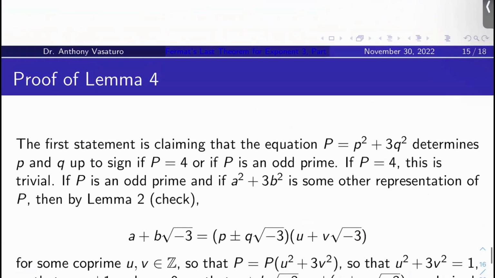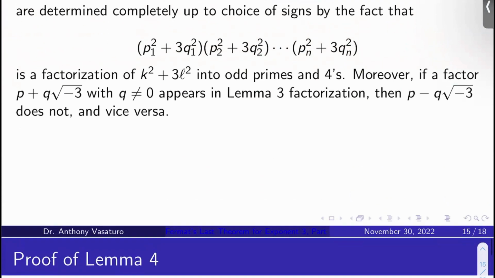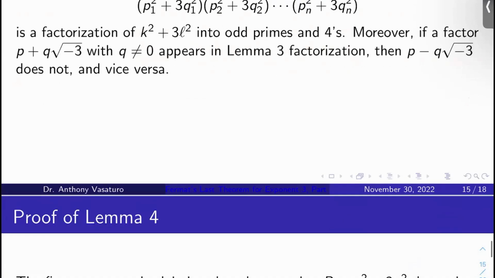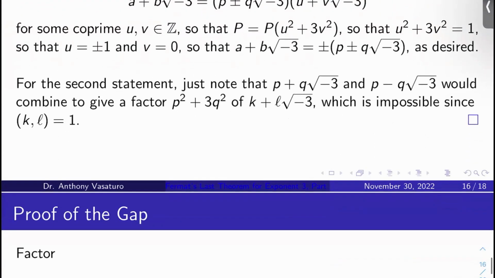Okay, what was the second statement? The second statement is that basically p plus q root negative 3 and p minus q root negative 3 can't both appear in the factorization in lemma 3, but that's trivial because if they did, then when you multiplied them, you would have a factor of p squared plus 3q squared in the factorization of k plus l root negative 3. But that's impossible because k and l are coprime. This number would have to divide both k and l, and it's bigger than 1 for sure, right?